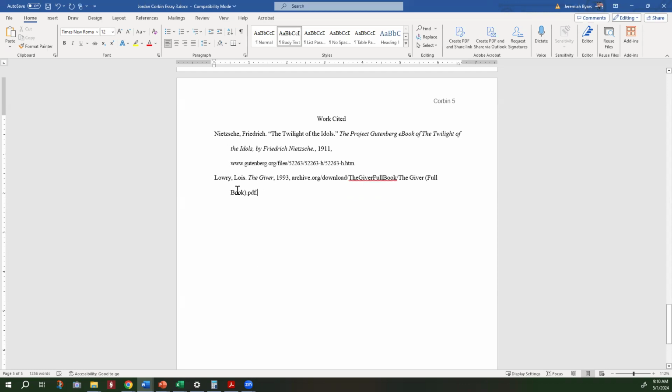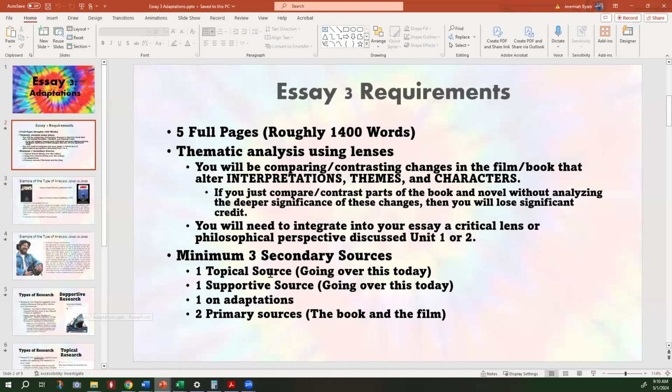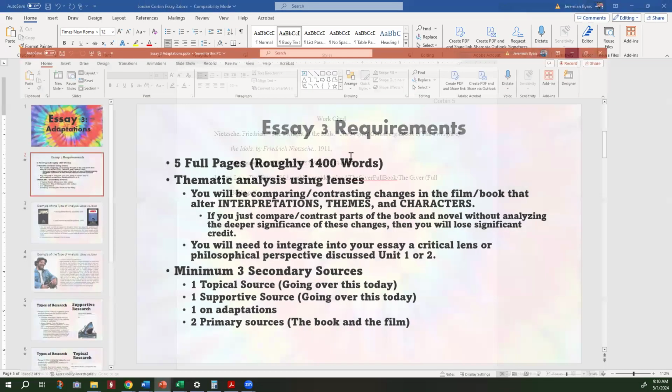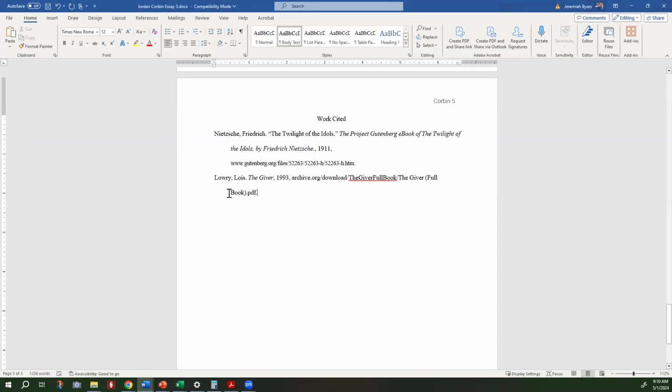And then you're missing three other sources. If we go here to the assignment requirements, three secondary sources and two primary sources, that's five sources. You only have two. So there are three sources missing.